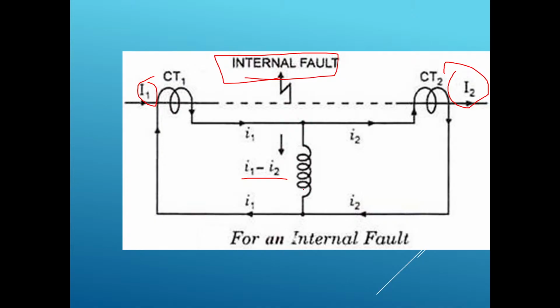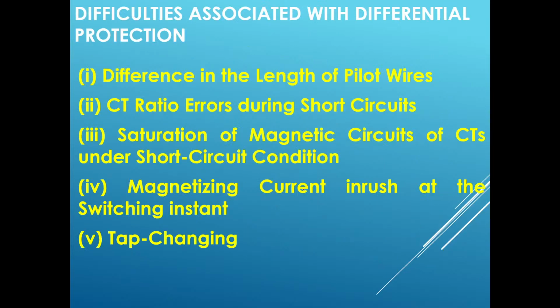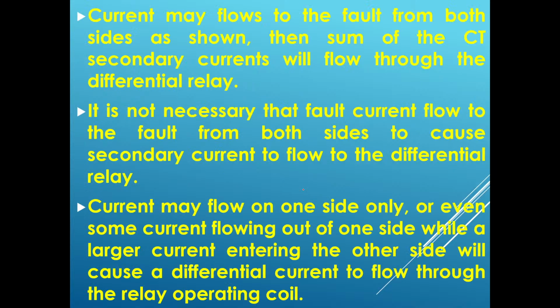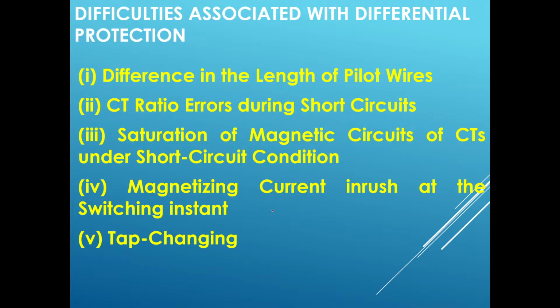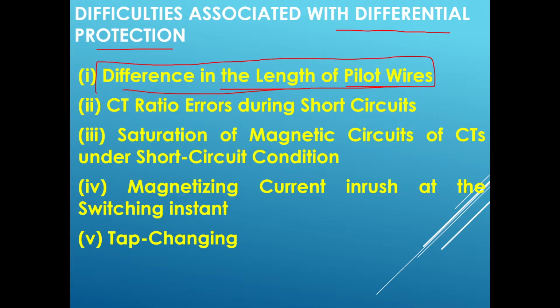And if it exceeds the preset value, then only the relay will operate. So there are some difficulties associated with differential protection. I kept some theoretical content on the screen, but I didn't show you. Those difficulties are, first, a difference in the length of the pilot wires. The pilot wires connected between the secondaries of the CTs should have the same length. Their length should be equal.